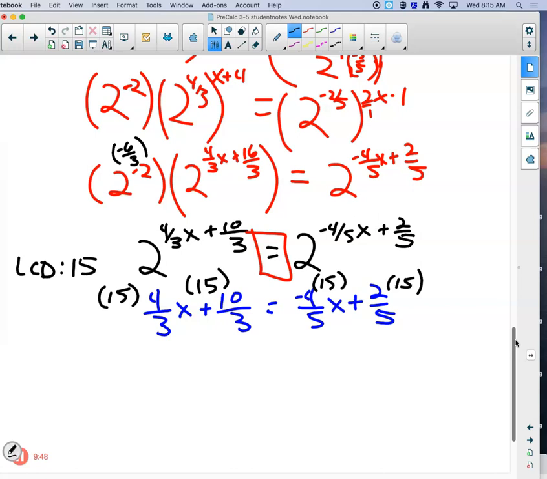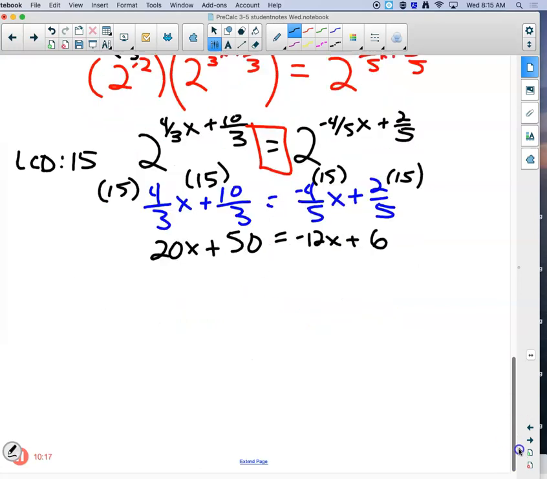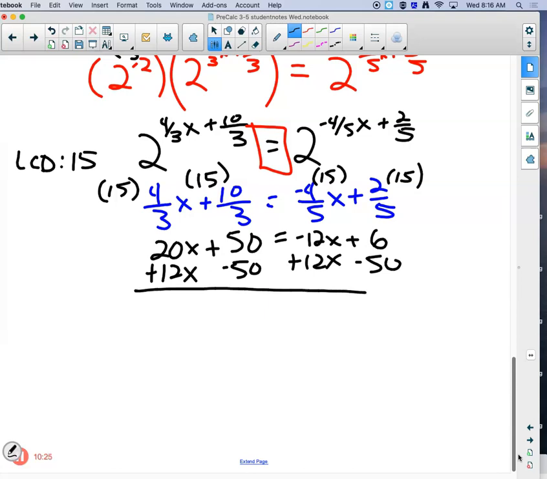So here, the 3 and the 5, we'll do a little bit of division, and we'll get 5 times 4, which is 20x. A little bit of canceling here with the 3 and the 5. Again, we'll get a 5, so that'll be 5 times 10, which is 50. On the other side, when we do our division with the 15 and the 5, we'll get a 3. So negative 12x plus 6. Now it's looking a lot better. So we go ahead and add 12x to both sides. And we might as well subtract the 50 while we're there.